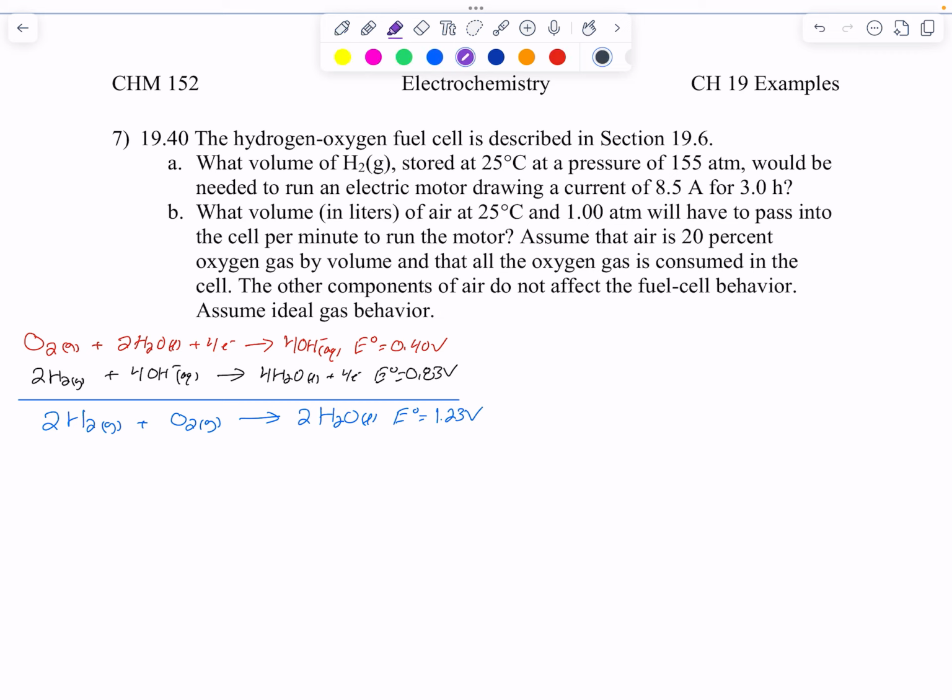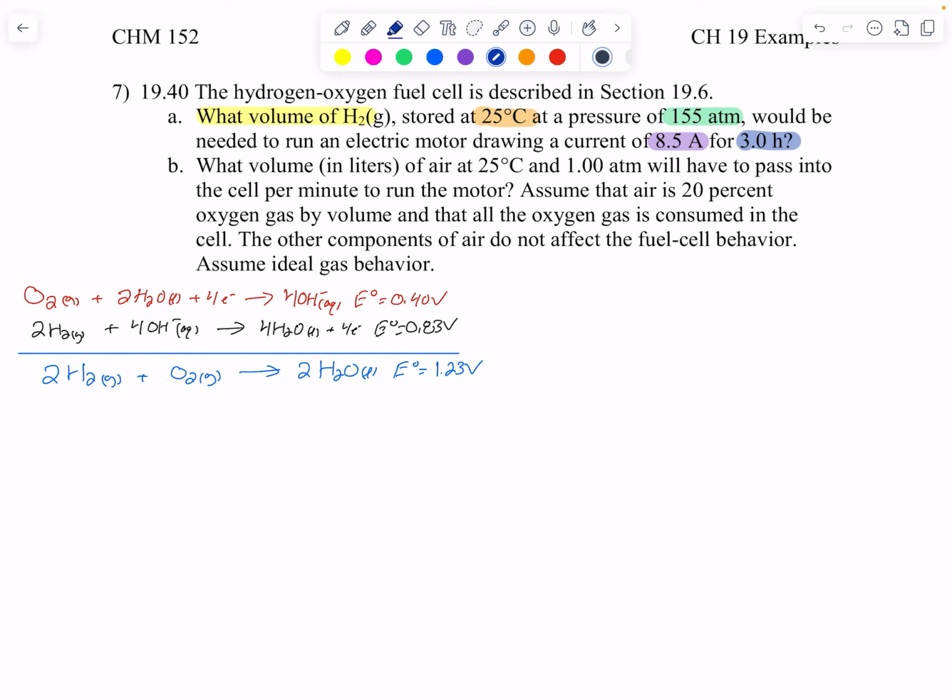All right, a couple questions here. What volume of H2 stored at 25 degrees Celsius at a pressure of 155 atmospheres would be needed to run an electric motor for 8.5 amps for 3 hours? All right, so now we need to figure out a couple things. For A, we have 3 hours.